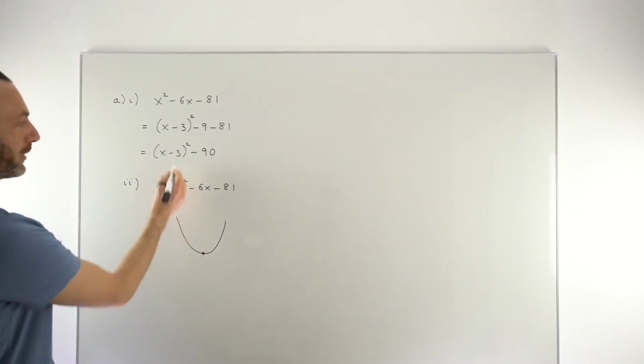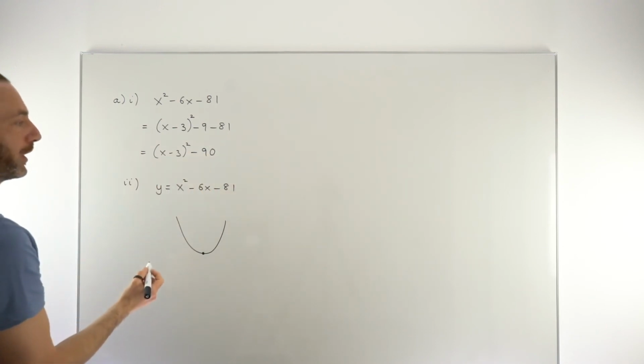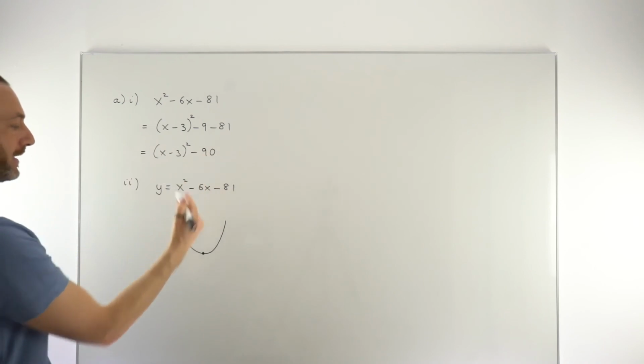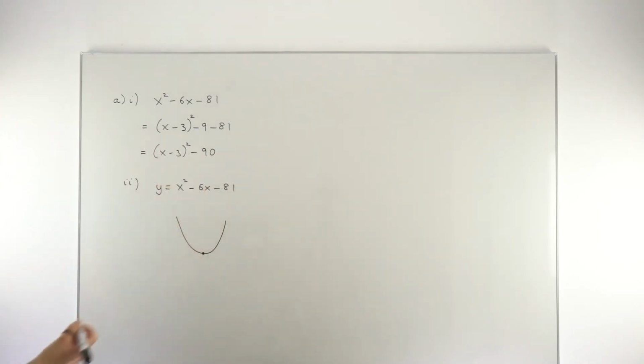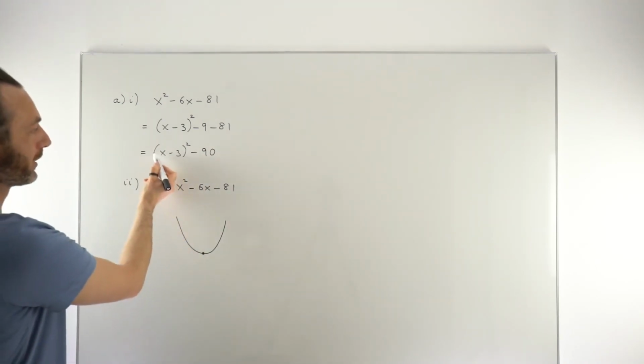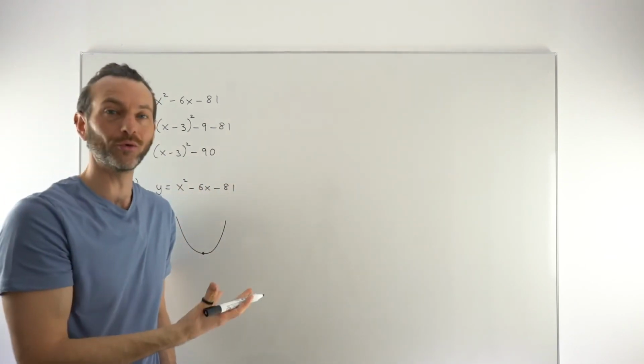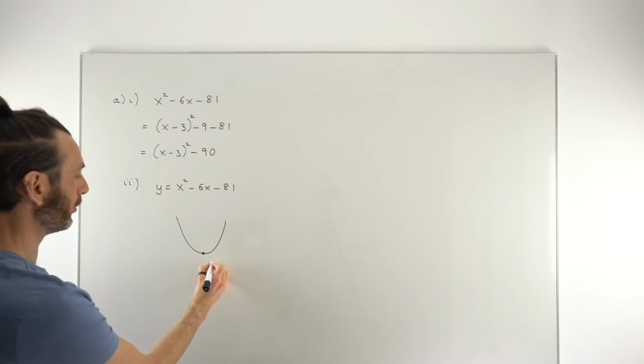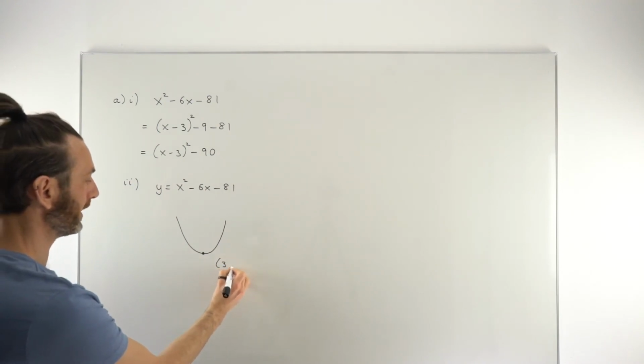And what does this tell you, this here? This tells you the turning point, doesn't it? This tells you the turning point is at positive 3, -90. And that's the interpretation we need for this part of the question. So the completed square form, the only point of doing completing the square is to get the turning point. So we now know that the turning point is going to be at (3, -90).